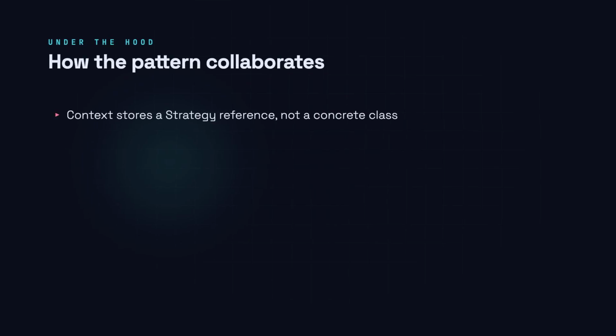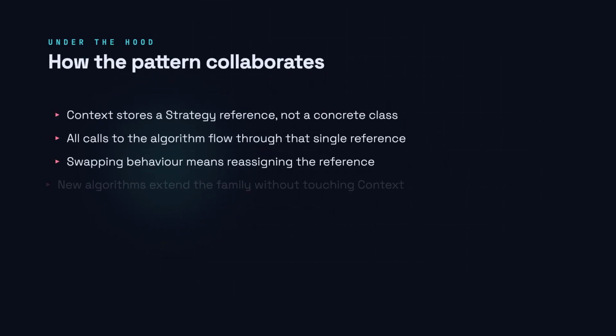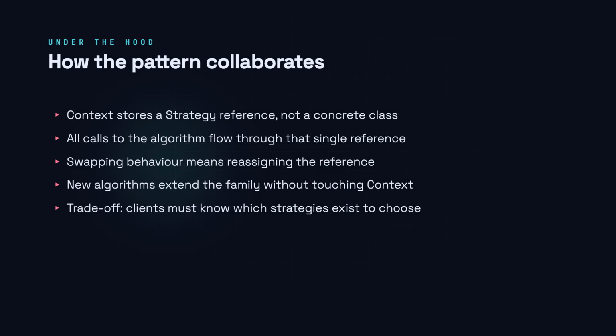The power here comes from programming to the interface, not the implementation. The context never imports BubbleSort or BuiltInSort directly. It only knows about SortStrategy. This means you can introduce a new algorithm, say radix sort, by writing one new class that implements SortStrategy, and nothing else in the system needs to change. The trade-off is that the client, the code doing the wiring, must be aware of all available strategies. Someone has to make the choice, and that responsibility now lives with the caller rather than inside the context.